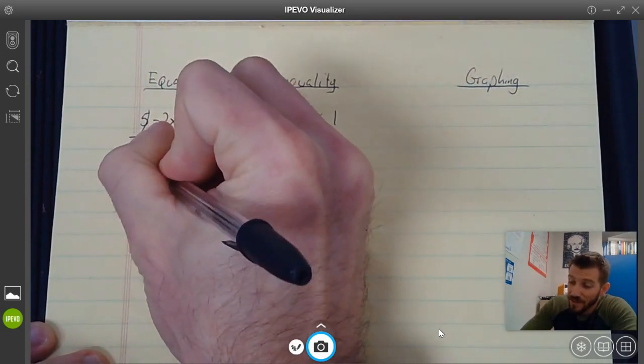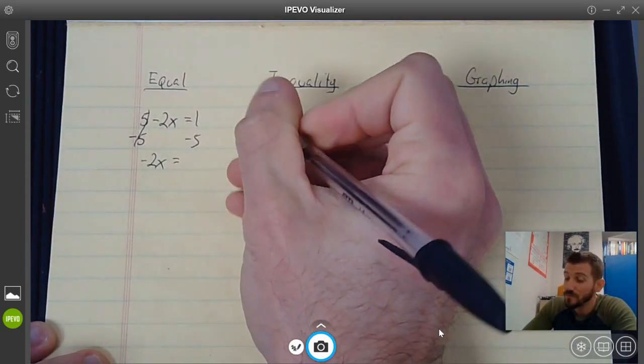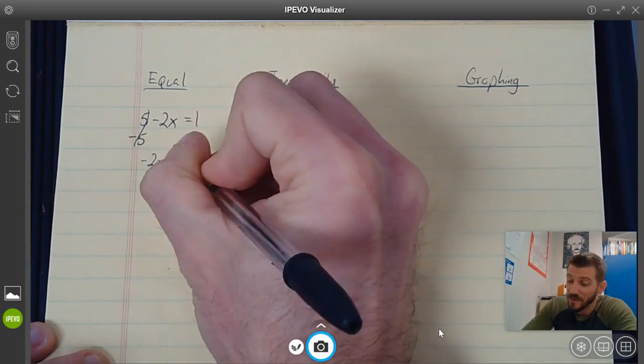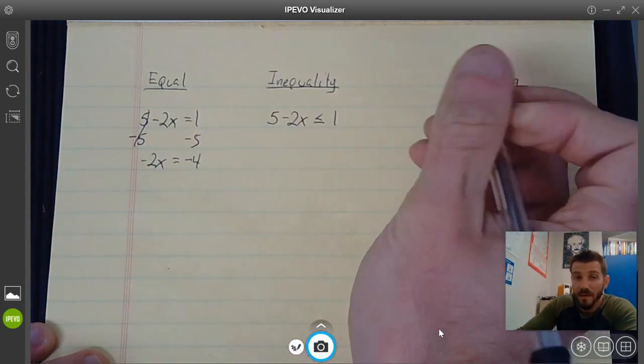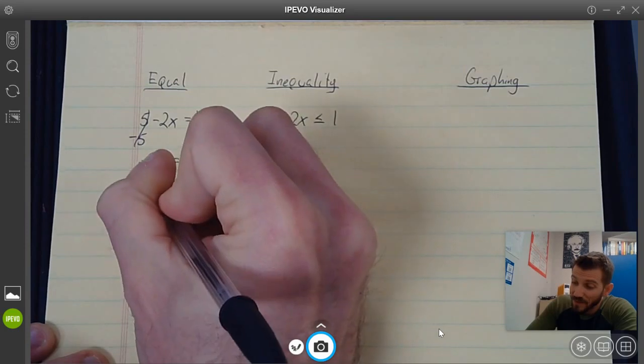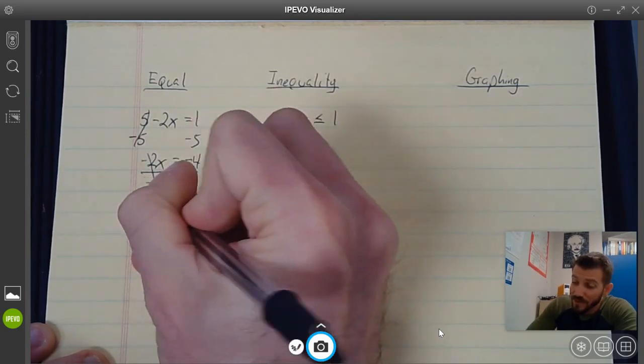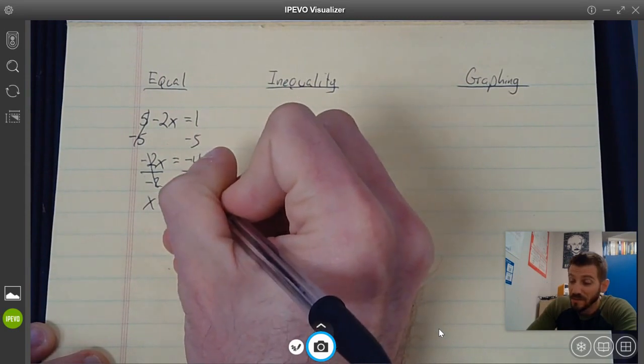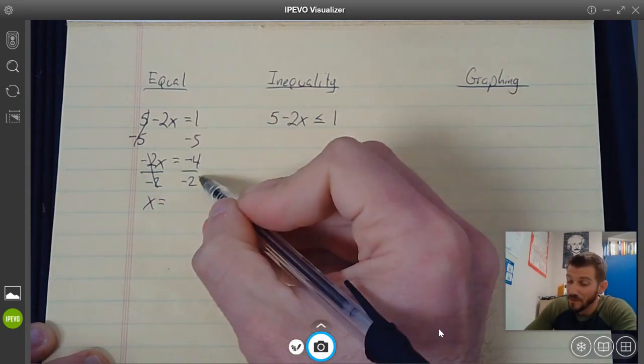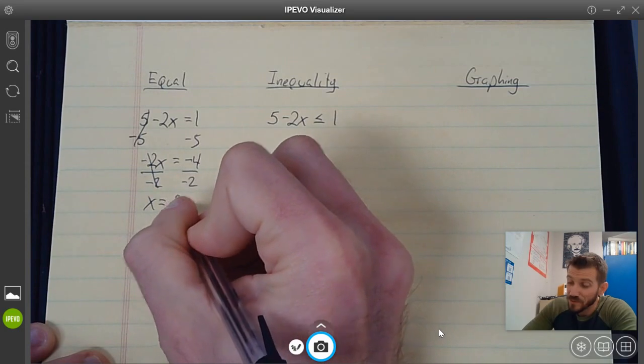So I now have negative 2x is equal to, that would be 1 minus 5 is negative 4. Dividing both sides by negative 2, that would now give us x equals, negative over negative is positive, and 4 divided by 2 is 2.